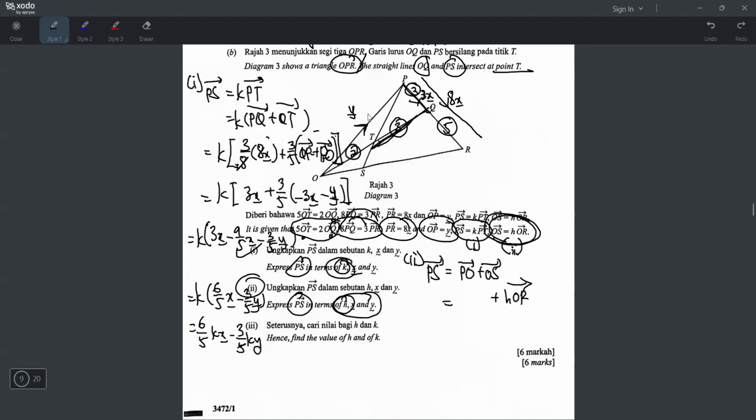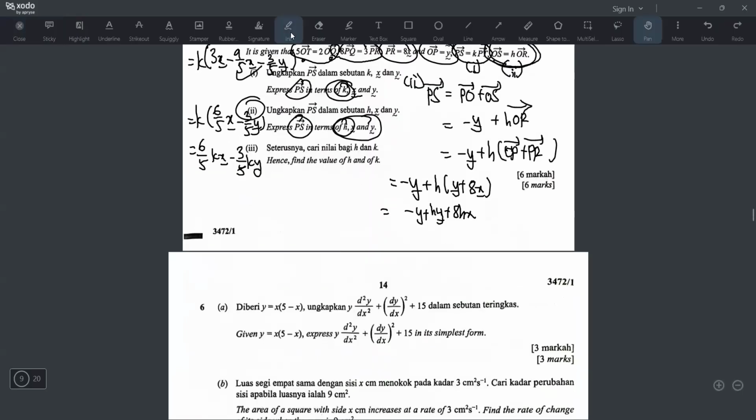For vector PO, you know already it is negative y, because OP is y, so PO is negative y. And then OS, you just use the information h times OR. So now it becomes negative y plus h times OR. For vector OR, did they give it? They didn't, but it's okay, I can go OP plus PR. So the answer would be negative y plus h times OP, which is y, plus PR, which is 8x. So when I expand, it will become hy plus 8hx, and then negative y.